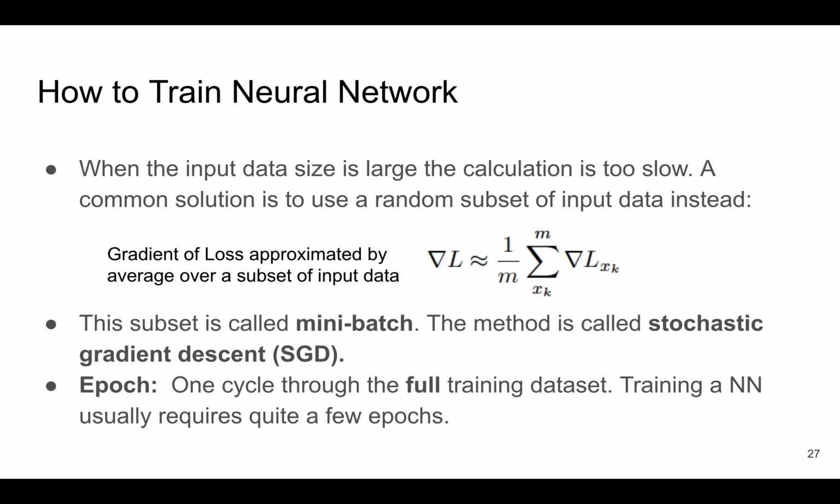A common solution to this is to use a random subset of input data to approximate the gradient of the loss function. This subset is called a mini-batch, and the method is called stochastic gradient descent, or SGD. A related jargon is epoch, which refers to one cycle of training through the entire training data set. Training a neural network usually requires quite a few epochs.